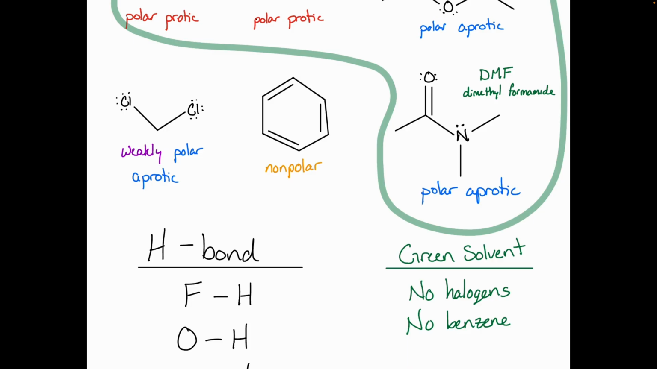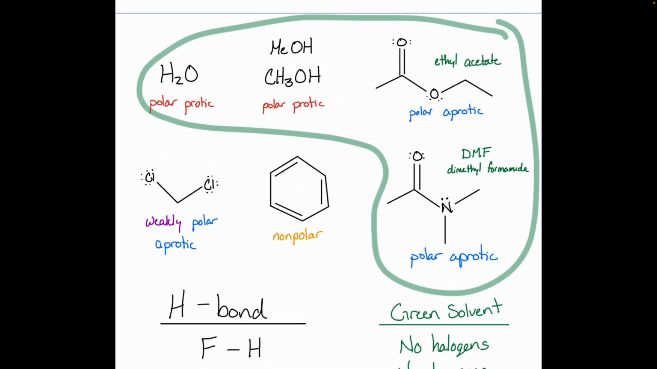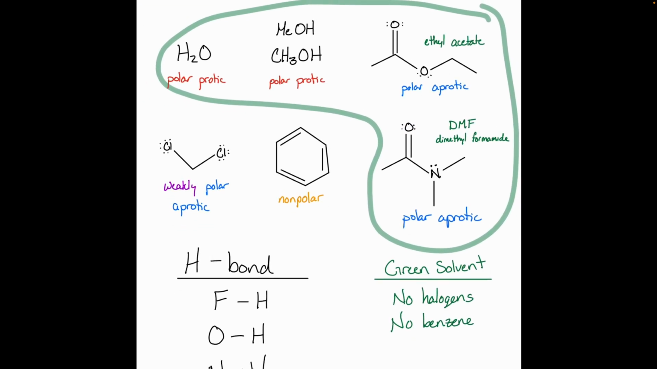All right, so you'll hear this term green solvent thrown around a lot. Ethyl acetate is being used to phase out dichloromethane. Our DMF, same sort of idea. These are both polar aprotic solvents that are also considered to be green solvents. There are no halogens and no benzene rings. Cool. All right. I know it's very sad.